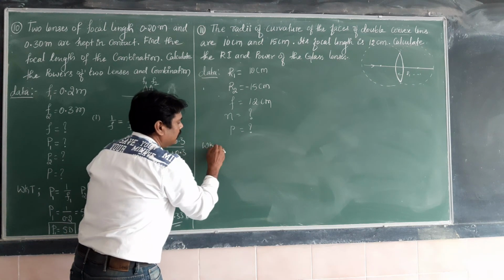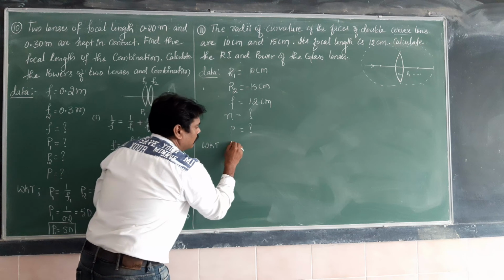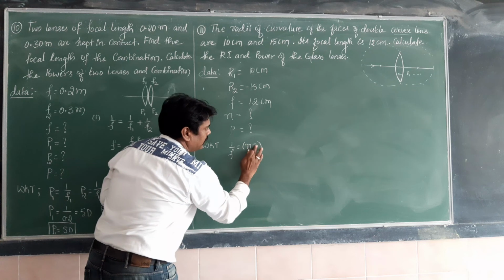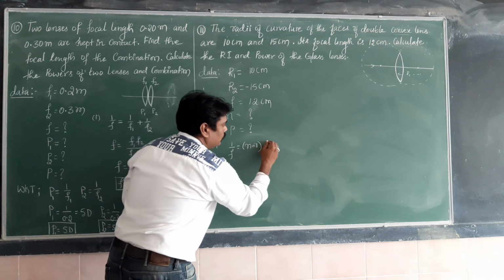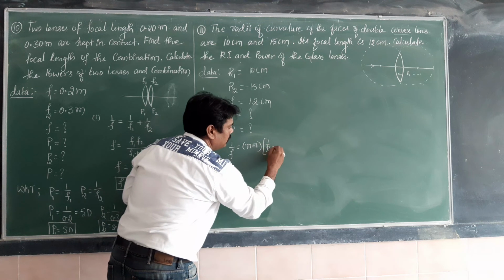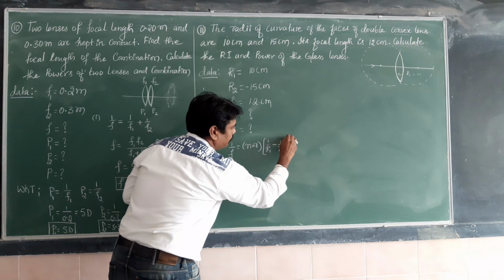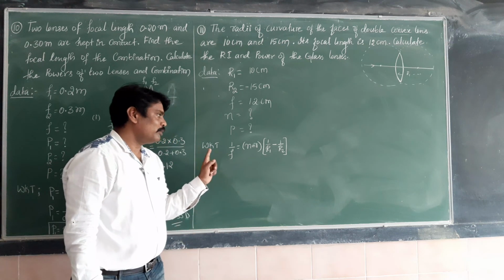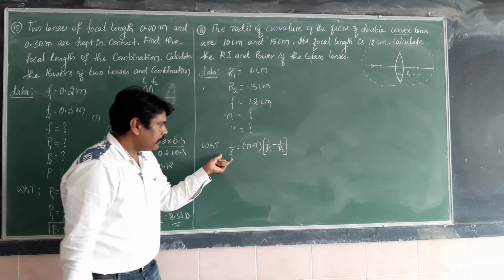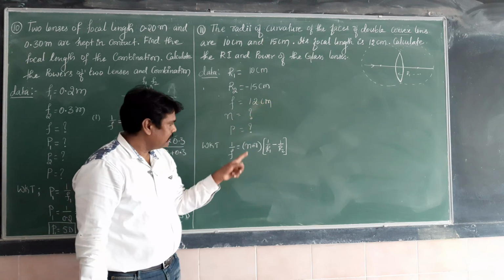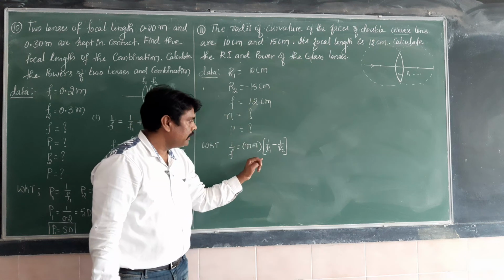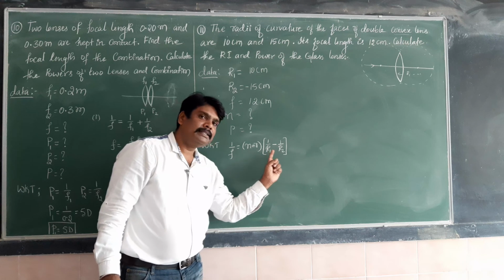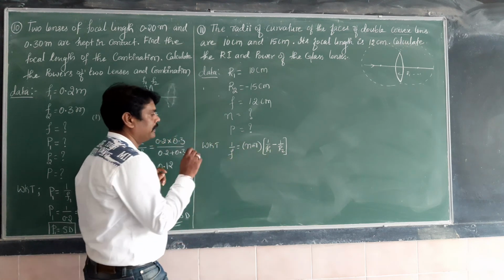We know the lens maker's formula: 1 by f is equal to n minus 1 into 1 by R1 minus 1 by R2. This is what we call the lens maker's formula. In this formula, f is the focal length of the given lens, n is the refractive index of the glass material, and R1 and R2 are the radii of curvature of the first and second surface respectively.